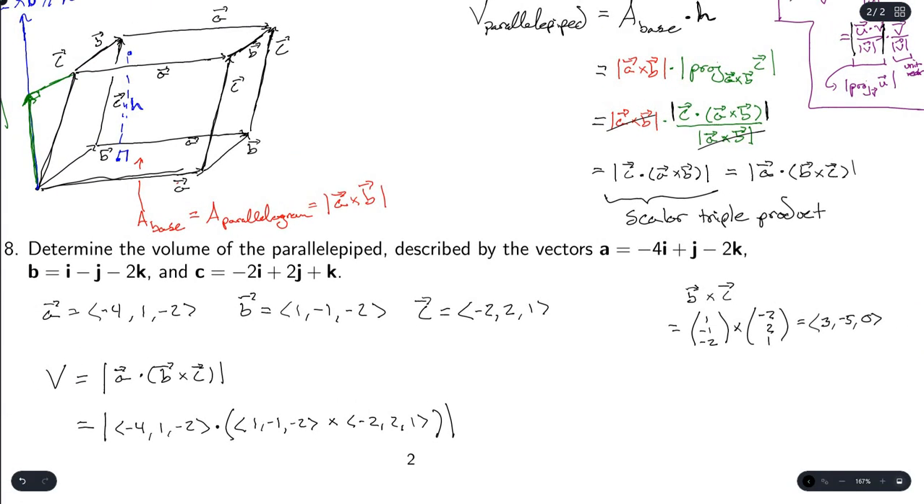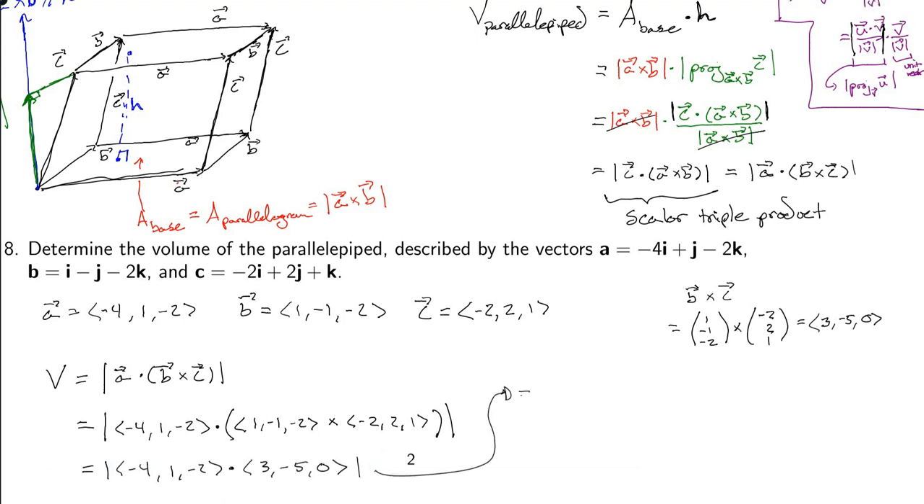Always like a 0. So this will be the magnitude of <-4, 1, -2> dotted with, after we take that cross product, we got <3, -5, 0>. So I'll go ahead and take that dot product. I need the magnitude of negative 12 minus 5 plus 0, and that'll be 17 as our final answer. Right, negative 17, but we take the magnitude of it, so it is positive 17.